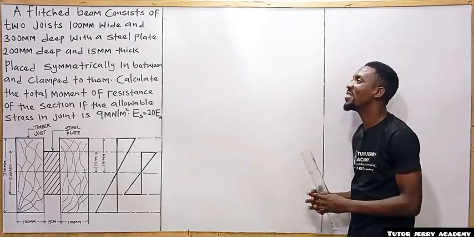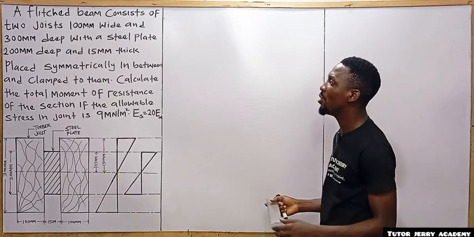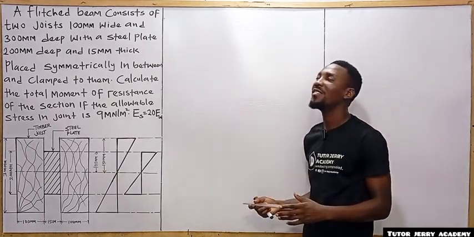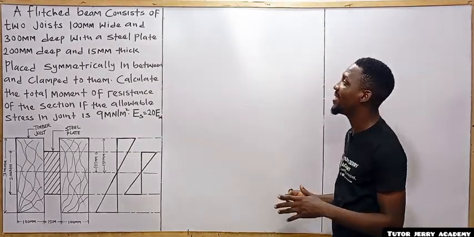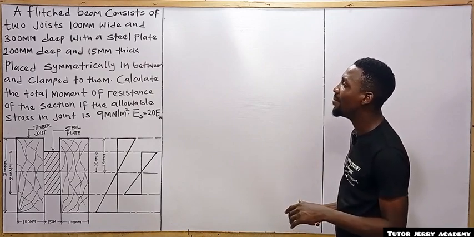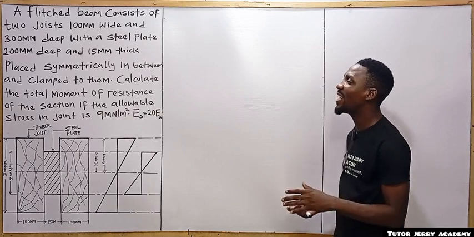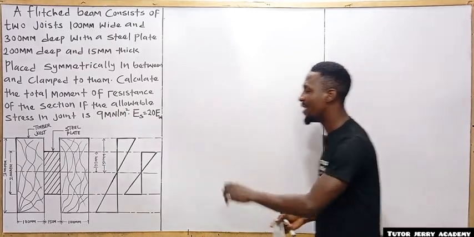We are going to be solving the question above. The question says a flitch beam consists of two joists 100 mm wide and 300 mm deep with a steel plate 200 mm deep and 15 mm thick, placed symmetrically in between and clamped together. Hold on, let me explain that with the diagram below.